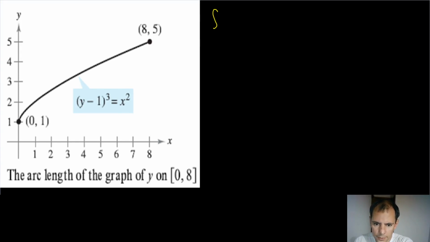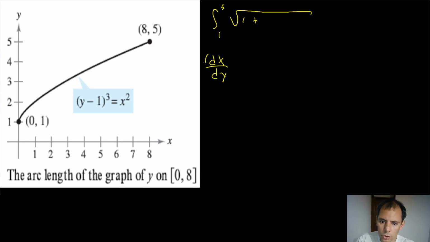Let me just check this thing. Yeah, you can do that. Even though it says the arc length of the graph of y on 0 to 8, 0 to 8 is going to be the value of x, but we're going to integrate with respect to y, and y is going from 1 to 5. So we're going to integrate from 1 to 5, okay? The square root of 1 plus, and now we're going to have dx dy squared. All right. This is still going to be tough.